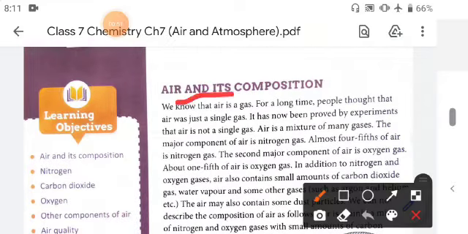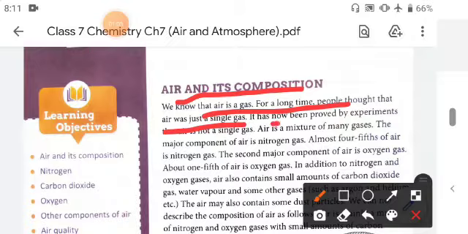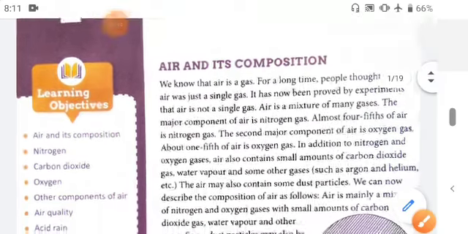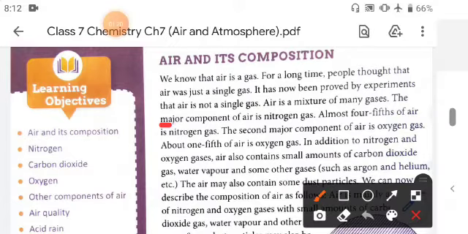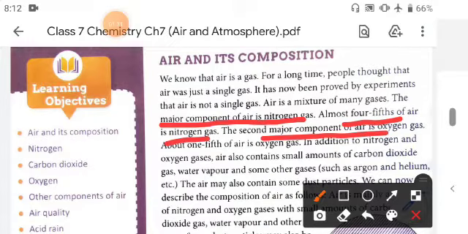So here we know that air is a gas, and for a long time people thought that air was just a single gas, but it has now been proved that it is not a single gas. Air is a mixture of many gases, and the major component of air is nitrogen gas. Almost 4/5 of air is nitrogen gas, and the second major component of air is oxygen gas.